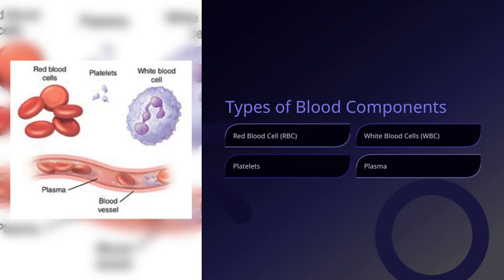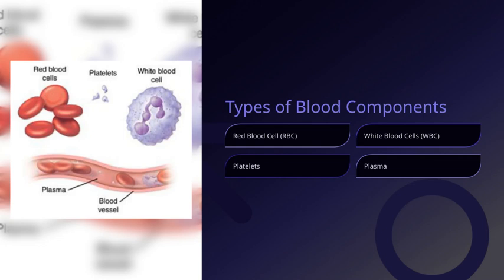First, we have red blood cells, or RBCs, which are primarily responsible for carrying oxygen from our lungs to the rest of the body and returning carbon dioxide back to the lungs to be exhaled. They are essential for maintaining our body's oxygen supply and supporting overall energy levels.